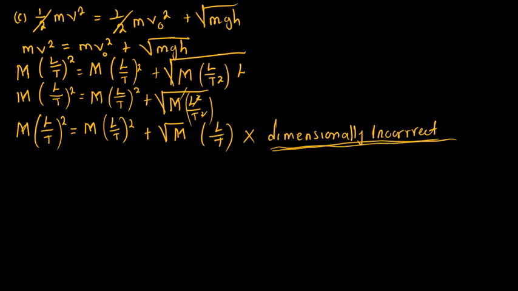So this is how simple dimensional analysis is. It's very simple. All you have to do is to simply know the dimensions of different quantities. You are able to prove any formula that you are given, whether it's dimensionally correct or dimensionally incorrect.